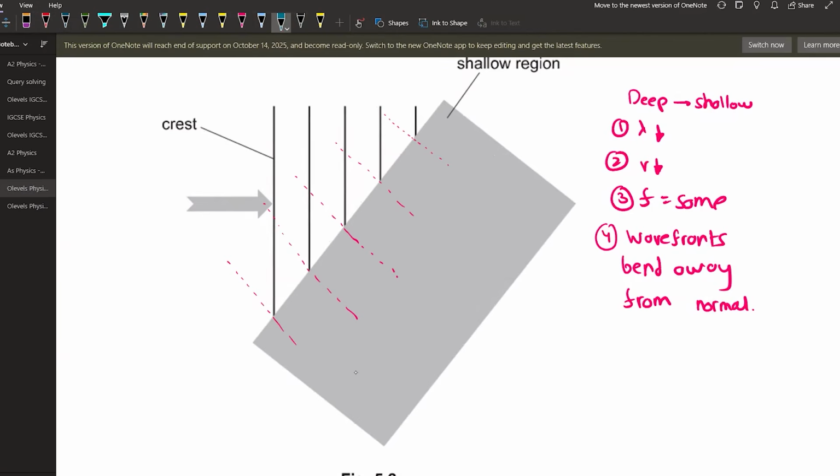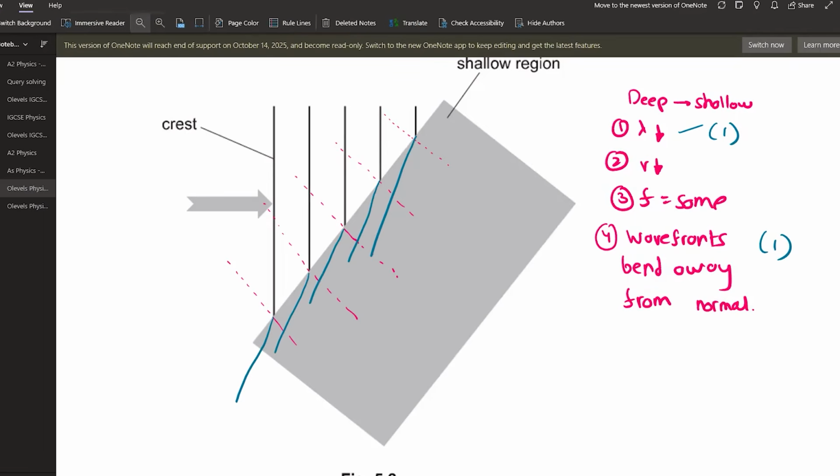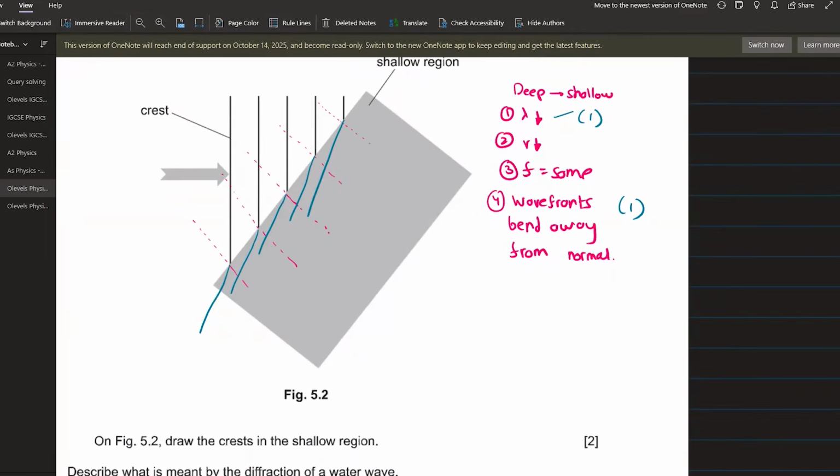Your rays will bend away from the normal like this. Oh, I have bended it too much away from the normal. Like this. Like this. Like this. Like this. Can you see the wavelength has also reduced? Wavelength आपने reduce दिखानी है. 1 mark for this. You have to make the wavefronts bend away from the normal, and you have to make a neat and clean diagram for the third marks.